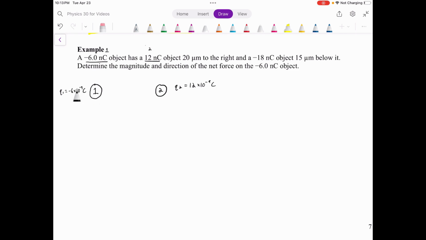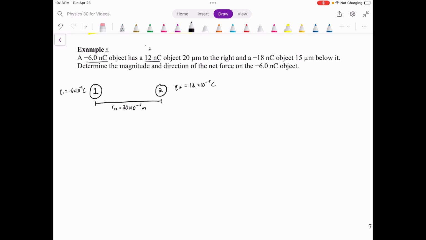Again, nano means times 10 to the -9. That's on the back of your formula sheet. It's 20 micrometers to the right, and micro means times 10 to the -6. So the distance between objects 1 and 2 is 20 micrometers, or 20 times 10 to the -6 meters.